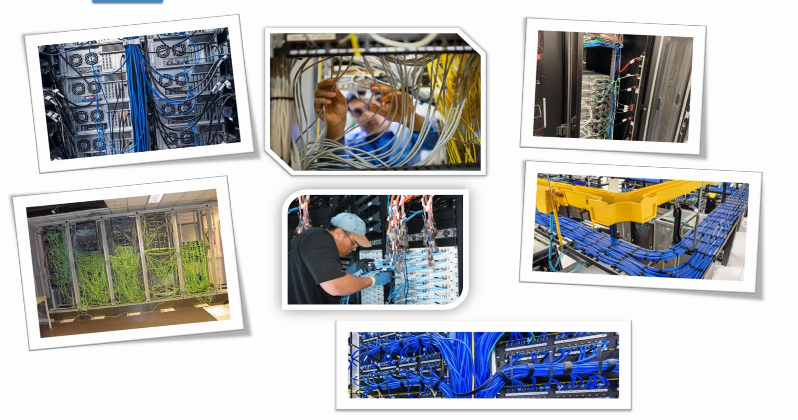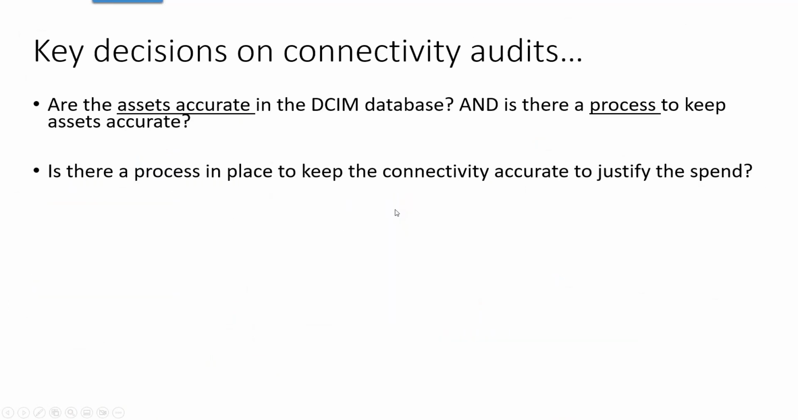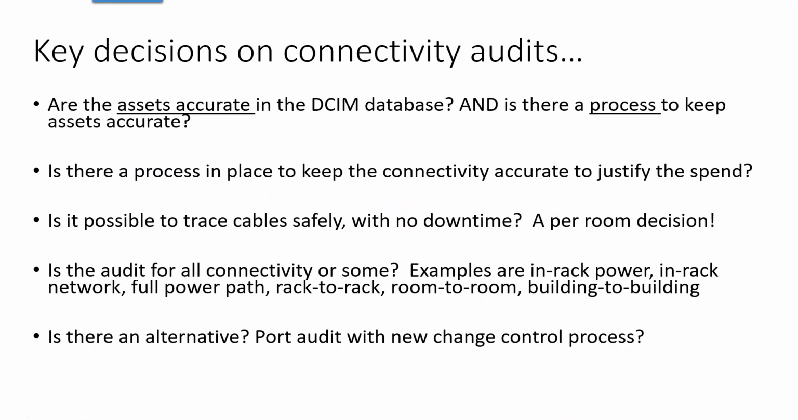And then as I look to the last piece of this, the connectivity audit within the tool, you've all seen the spaghetti messes. A couple different comments to make about moving into the connectivity is, do you have your assets accurate? So we touched on that in our original demo. A place to trace the cables, can we do that? Is the audit for some or all, meaning are we doing just in-rack connectivity? And is there an alternative?